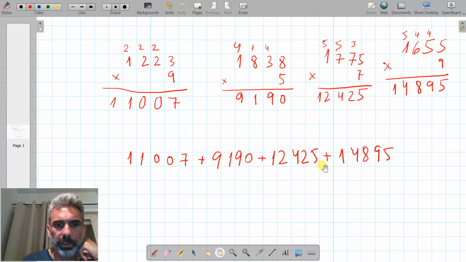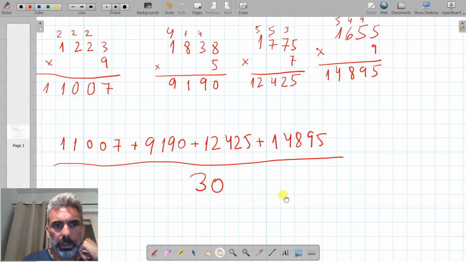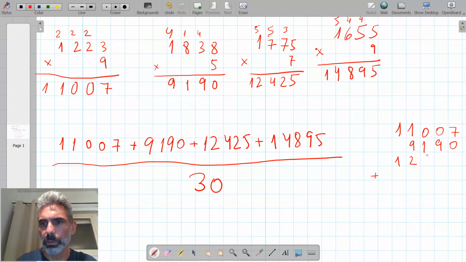So these are the sums that we need to add, and then divide by 30. So now let's calculate this addition problem. So okay, 11,007 plus 9,190 plus 12,425 plus 14,800 plus 95.